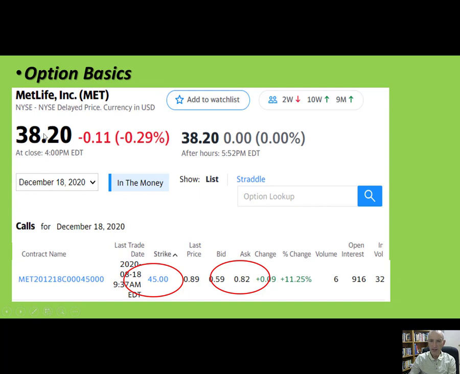Now that's less than the $11.80 you would have made buying the stock. But think about it. To get the $11.80, buying the stock at $38.20, it goes to $50. You had to spend $38.20 to get $11.80. Over here at the call option, you spent 82 cents and you get a gain of $5. That's a much higher percentage return.